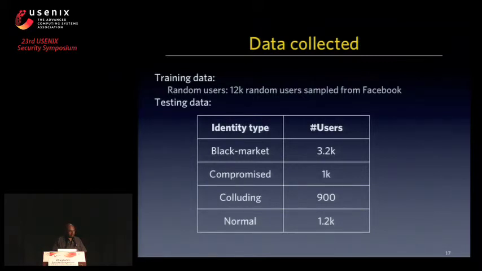One type of like spammers were mostly fake accounts, the ones that we got from the black market. Then there were compromised accounts of real users, and they were engaging in like spam. And then there were some real users colluding with each other to boost the like count on their pages. Finally, we also included some normal users, who were friends of our co-authors, as well as users who were part of trustworthy Facebook groups.